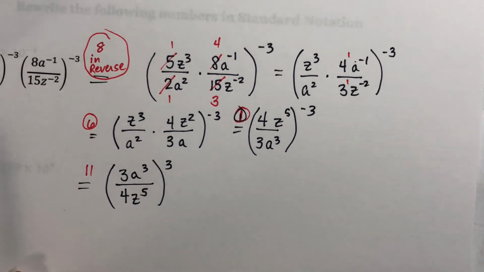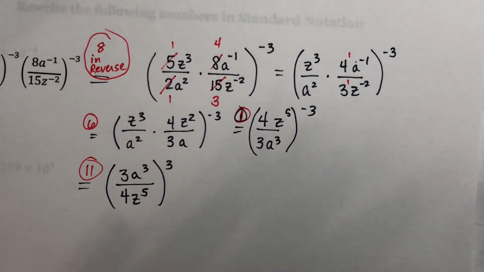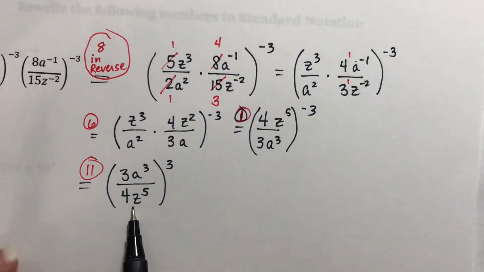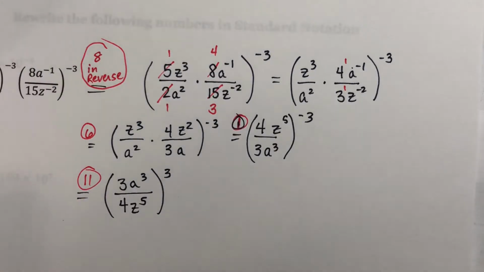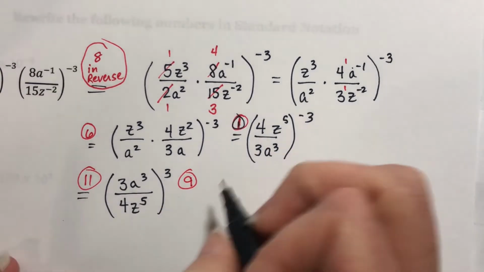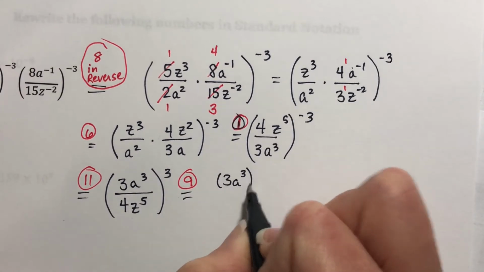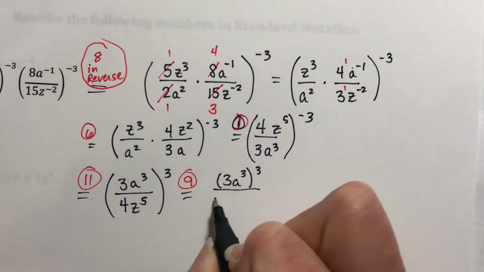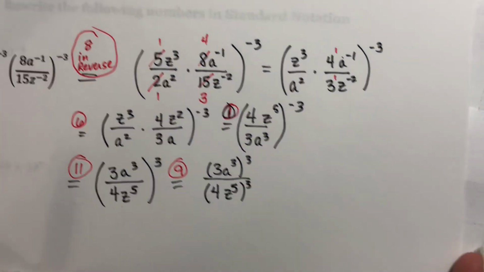Okay, now the next two steps I'm going to do are ones that people often combine in their heads. I'm going to write it all out, but just know that it's going to be fairly common to skip a couple of steps here. What I have is a fraction raised to a power, and property 9 says I can apply that exponent to the top and the bottom. So this is property number 9, and it gives me 3a cubed, in parentheses, to the third power, over 4z to the fifth to the third power.